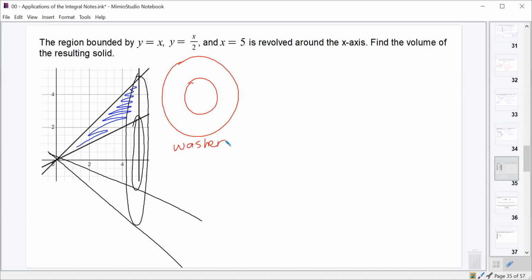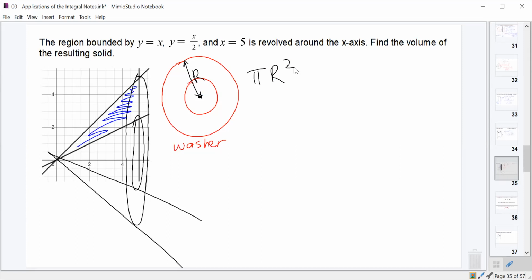In order to find the area of one of these cross sections, we just need to find the area of the bigger circle by using pi times that outer radius squared.